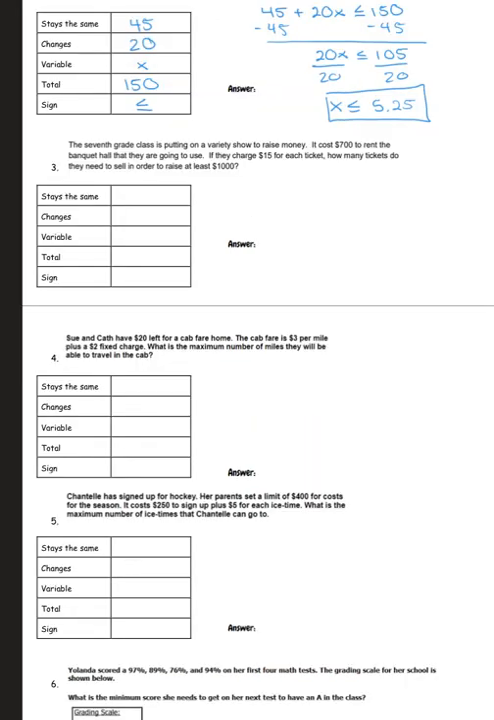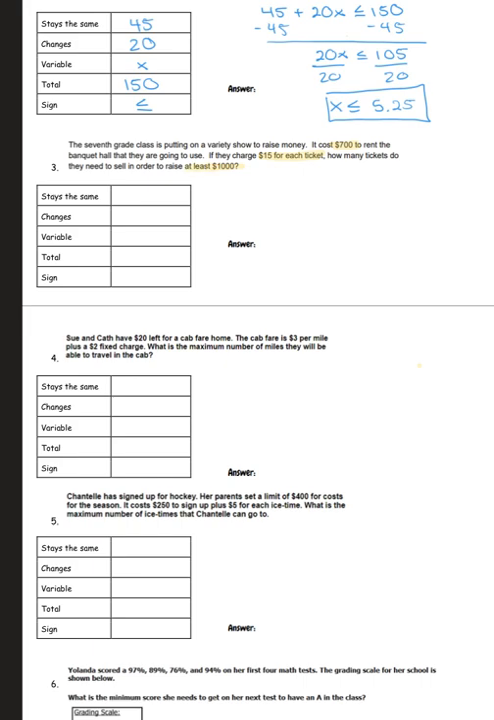All right, the next one. The 7th grade class is putting on a variety show to raise money. It costs $700 to rent the banquet hall that they're going to use. If they charge $15 for each ticket, how many tickets do they need to sell in order to raise at least $1,000? Again, we're going to go through and highlight some important information. It costs $700 to rent the banquet hall. They're going to charge $15 for each ticket. They want to raise at least $1,000.